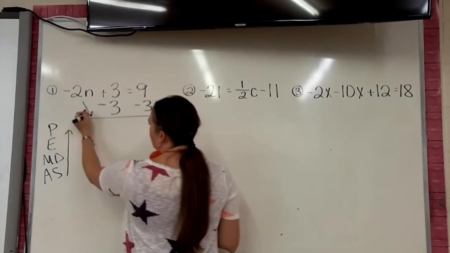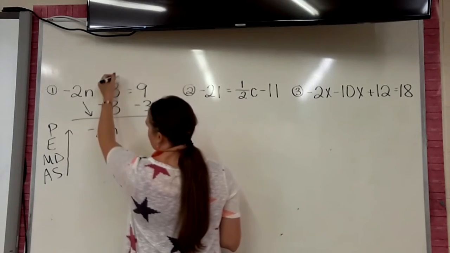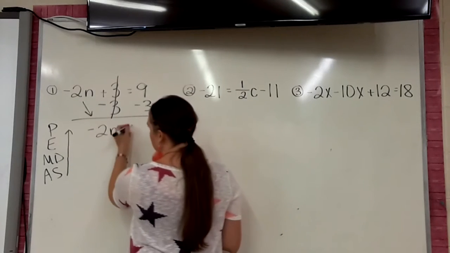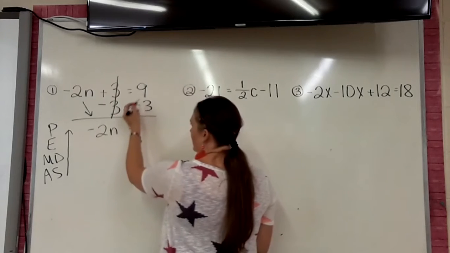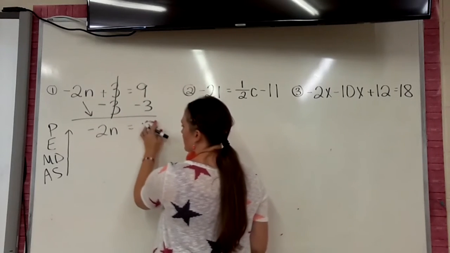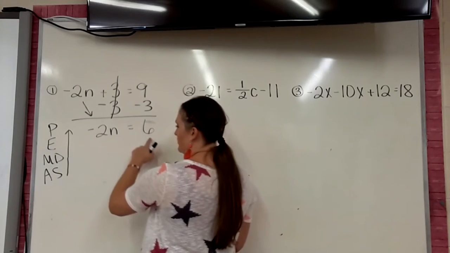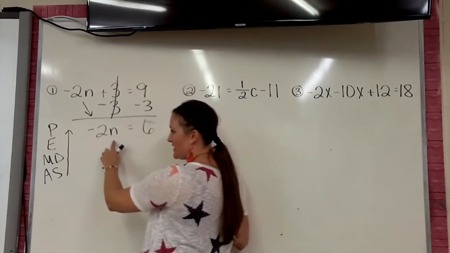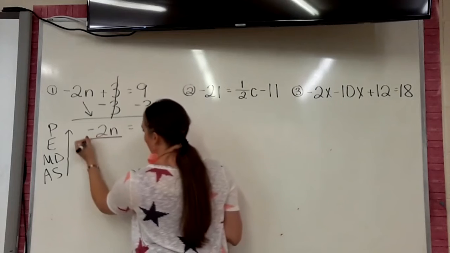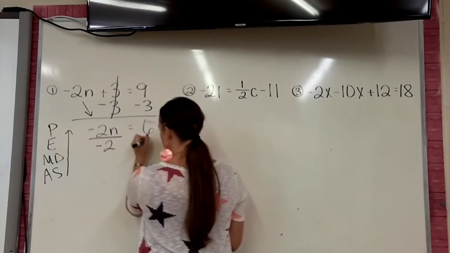So I'm left with negative 2n, this equaled 0, which is what we wanted, an equal sign, and then 9 minus 3, I almost wrote 3, it is 6. So now I have negative 2n equals 6. This is negative 2 times n, so I do the opposite and divide by negative 2.